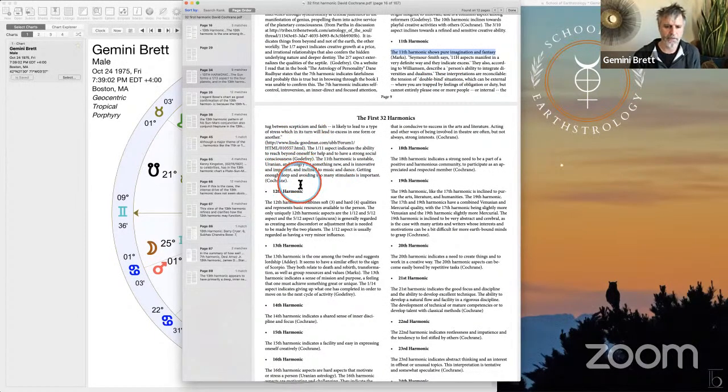I have a lot of that, and it's likely to lead to a type of stress. I have a lot of that, which in turn will lead to excess in one form or another.